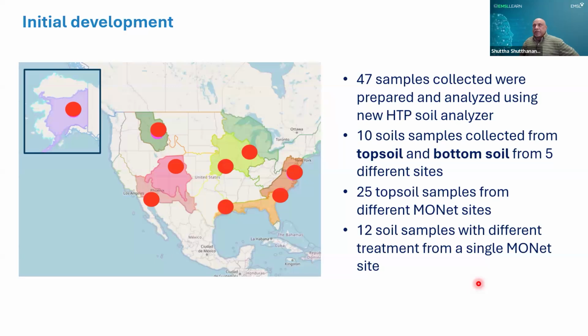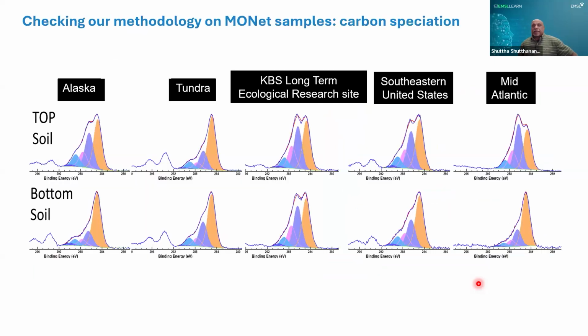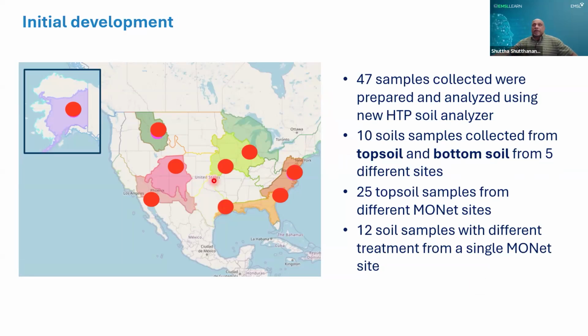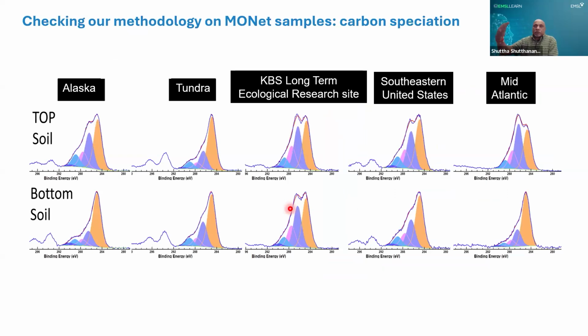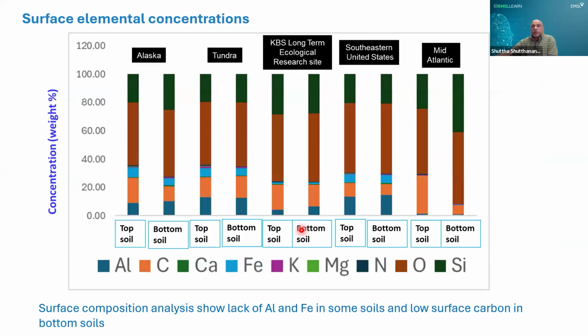Since Catherine is going to talk about using this sample preparation technique to study soil samples with XPS, I will forward that to her. What I'm going to show here is an initial test. We had 41 samples collected from different sites, with topsoil and bottom soil, and you can clearly see the carbon speciation is different between topsoil and bottom soil in some samples, and in some samples we didn't see any differences. So I will skip this one.